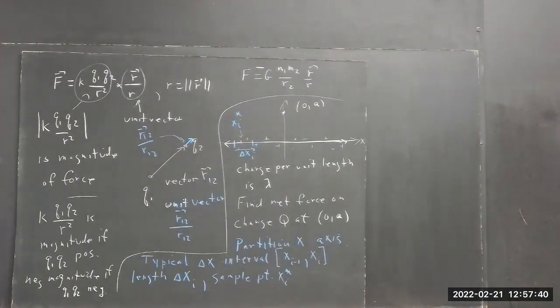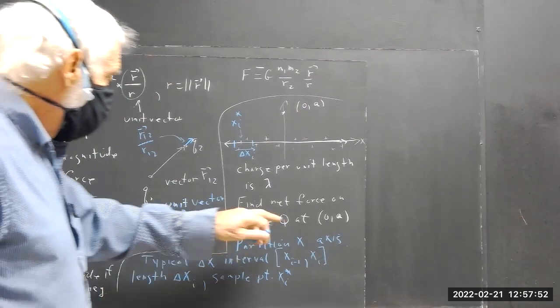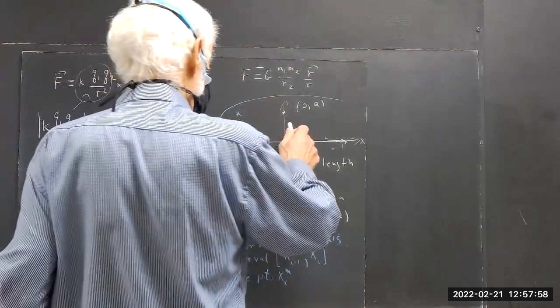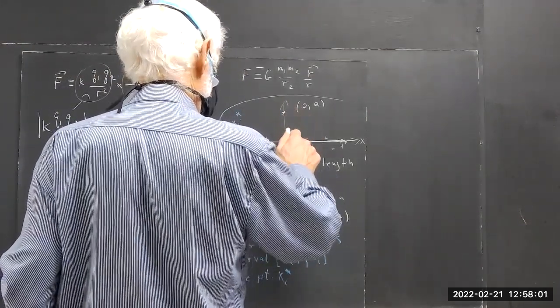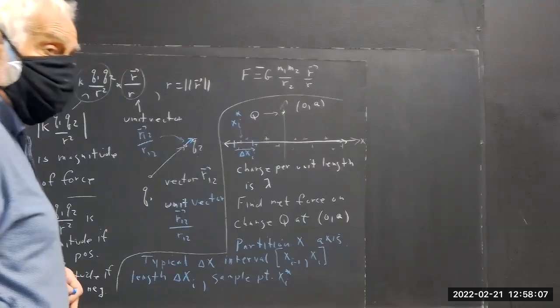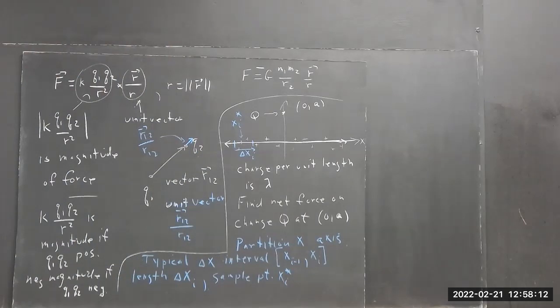We want to use Coulomb's law. We want to use this expression, right? So what are we going to use for Q1 and Q2? Well, we set a charge capital Q at 0, and we want the force on this charge, so we'll call this charge Q. Now, what charge do we want to use for Q1? We'll call that our Q2, right? What are we going to use for Q1?